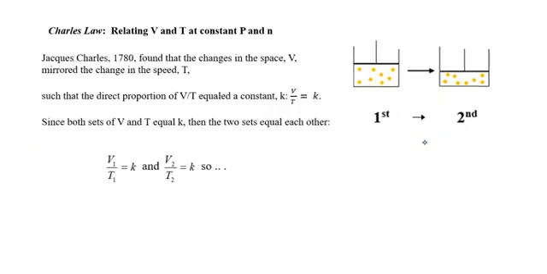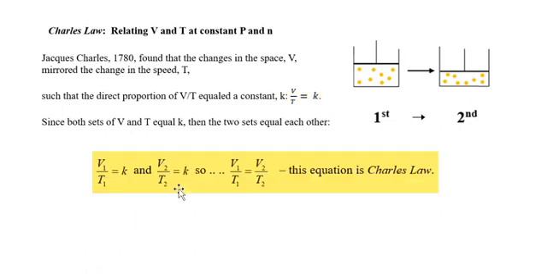Again, we have a direct relationship here. And what Charles showed was that those two things are equal to a constant, just like Gay-Lussac. If they're always equal to a constant, then you guessed it, they're going to be equal to each other. And this is Charles's law.